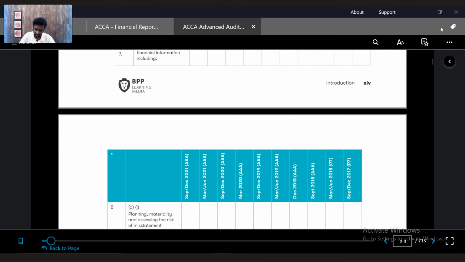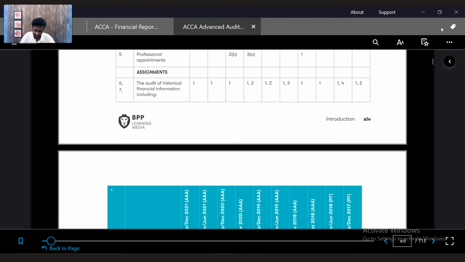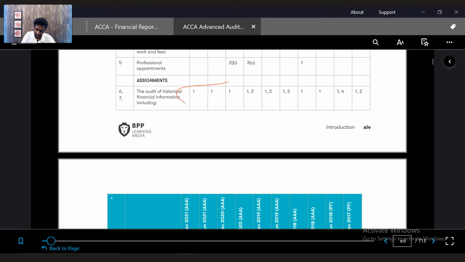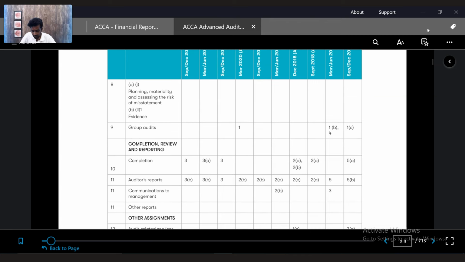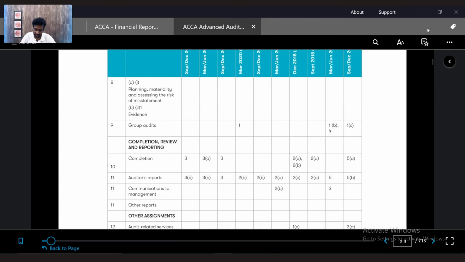risk assessment is a sure shot question, because as you can see, the risk assessment is asked as part of question 1 for all the examinations over the past. So risk assessment, which is chapter 6, is very important for your examination.